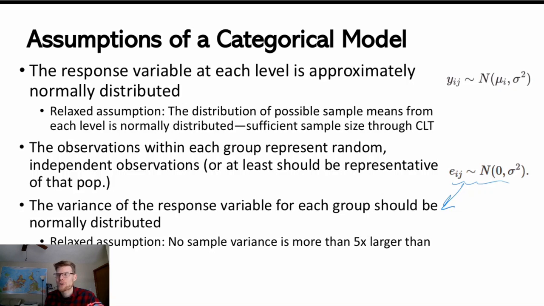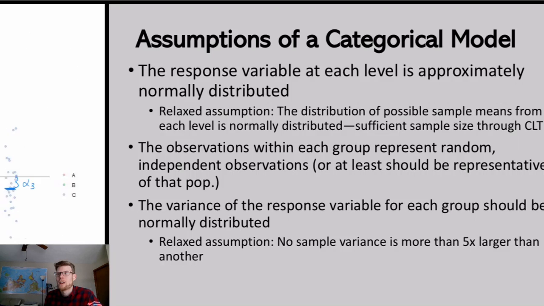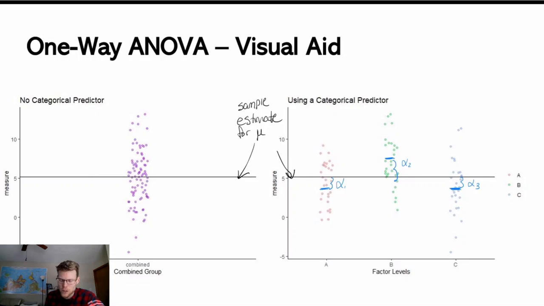normally distributed error terms. The other thing that's kind of important here, going along with this assumption, is that we're assuming that the variance of each of the groups is also the same. In other words, if I'm looking at these different groups, that I have about the same amount of variability coming from each of these groups.